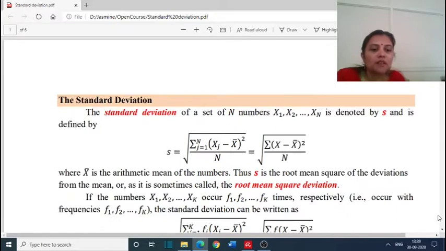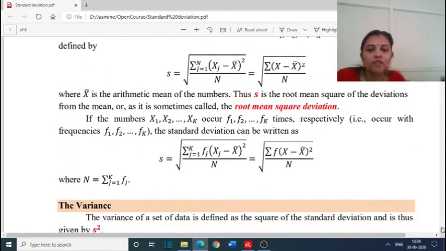Thus, s is the root mean square of the deviation from the mean, or as it is sometimes called, root mean square deviation. If the numbers x1, x2, ..., xk occur f1, f2, ..., fk times respectively, that is, occur with frequencies f1, f2, ..., fk, the standard deviation can be written as s equal to the square root of sigma j equal to 1 to k fj into (xj minus x bar) the whole square by n, which is equal to the root of sigma f into (x minus x bar) whole square by n, where n equal to sigma j equal to 1 to k fj.